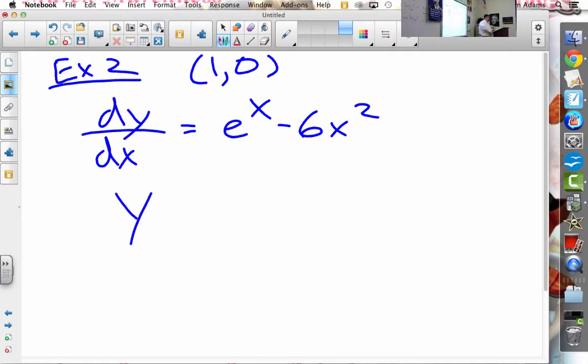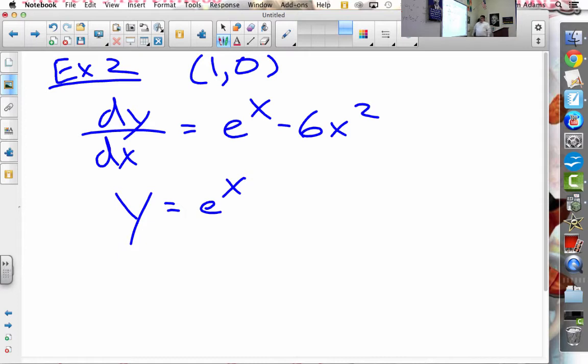Well, y is the antiderivative of this. So e to the x is the derivative of what function? That's that special case, e to the x, right? When you take the derivative of e to the x, it's e to the x. Okay.